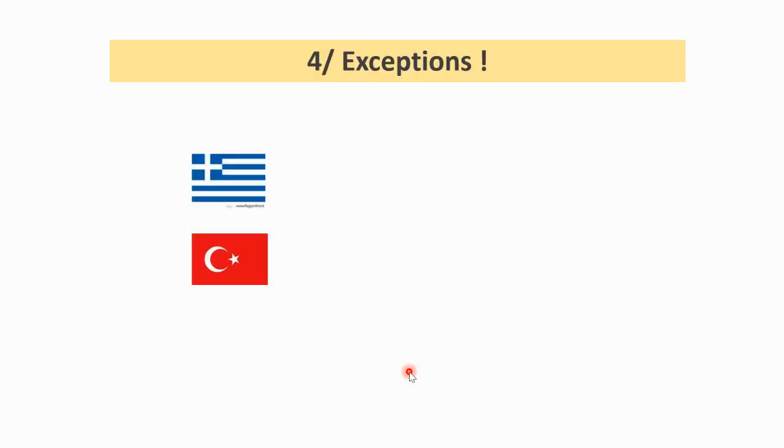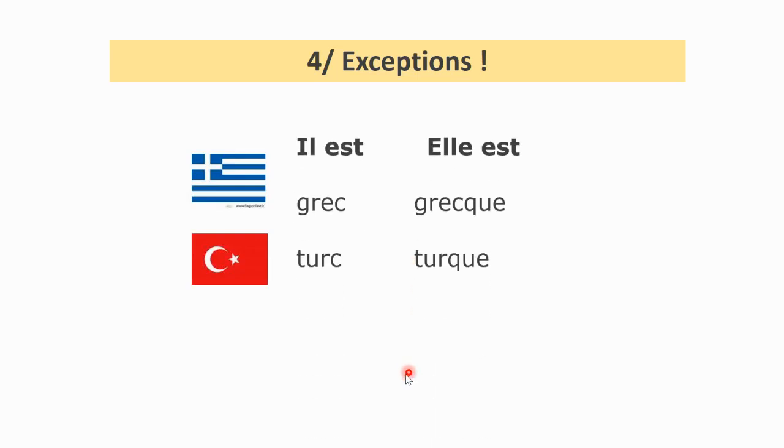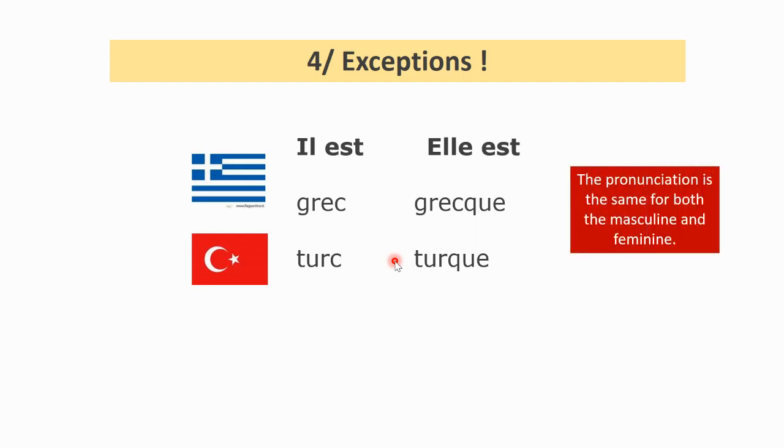There are some exceptions. There are two exceptions. Il est grec, elle est grecque. Il est turc, elle est turque. You just have to memorize the spelling of these adjectives. However, the pronunciation is the same for both the masculine and the feminine.